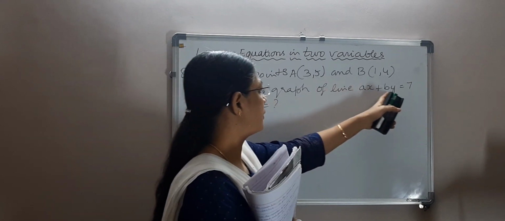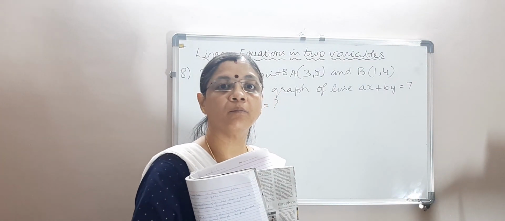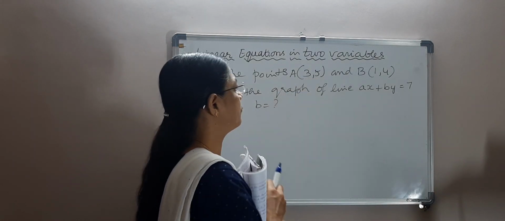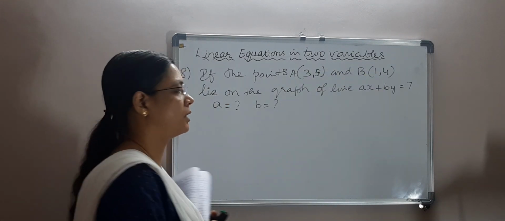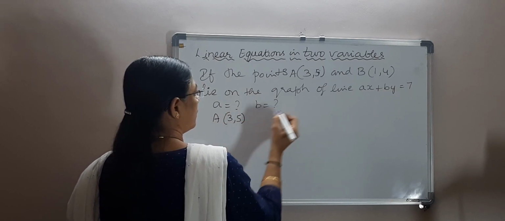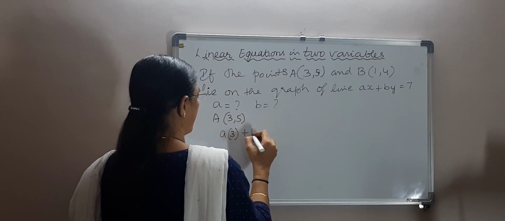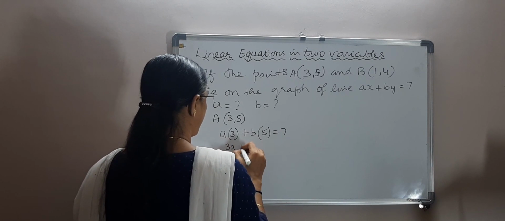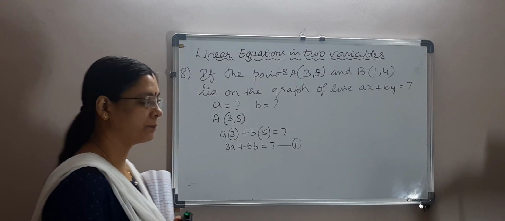Without knowing the values for A and B, we won't be able to draw the graph, isn't it? So we need to find the values of A and B. Now how to find them? They have given you that the point (3, 5) lies on the line and the point (1, 4) also lies on the line. So first, for (3, 5) which lies on the line, I can substitute X as 3 and Y as 5. So I have 3A plus 5B is equal to 7. Let me take it as equation 1.